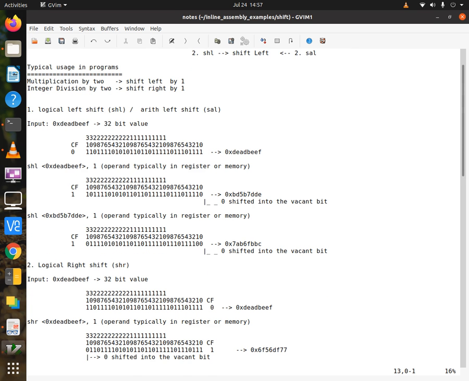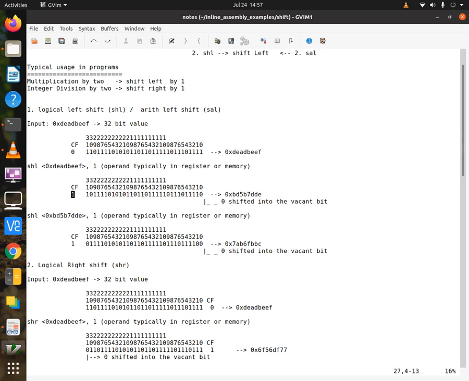Here is an example for shift left instruction for both the logical and the arithmetic left shift. Here I have an input which is a 32-bit value, and in hexadecimal that's dead beef. Here is the binary representation of the operand. Let's assume that the carry flag is a 0 to begin with. When I do a shift left of this operand by a count of 1, the most significant bit in the operand, which is bit 31 and has a value of 1, gets shifted into the carry flag. So you see at the completion of the shift instruction, the carry flag has a value of 1.